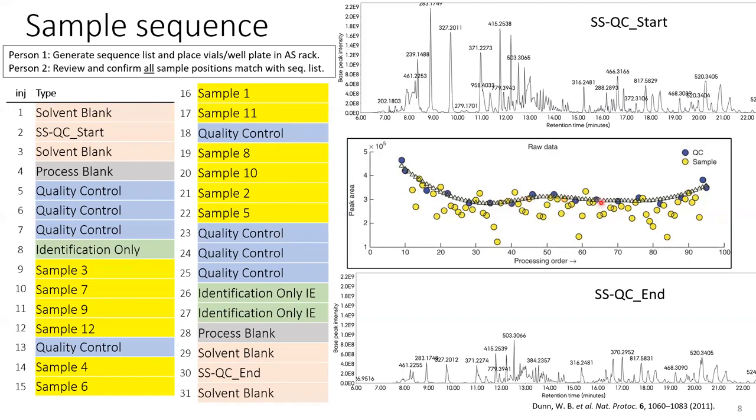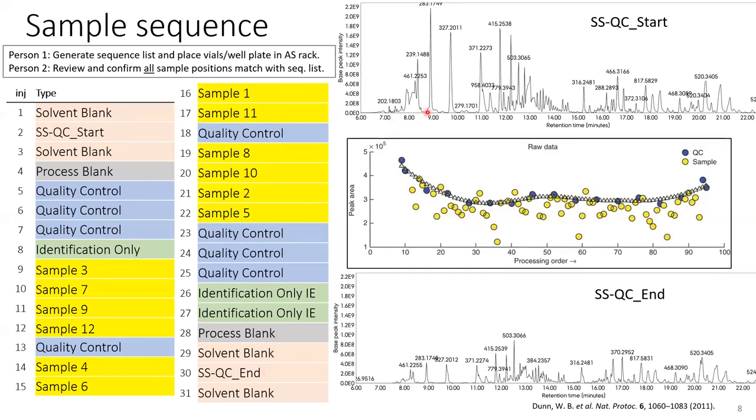And when we do this, this QC should give the same signal in all injections, but it does not, because the system will typically go down in performance. So we can normalize this later on with the data analysis. And then we finish up with some more identification-only injections of the pool QCs, and maybe a process blank and a solvent blank to check carryover. And then a system suitability test again.